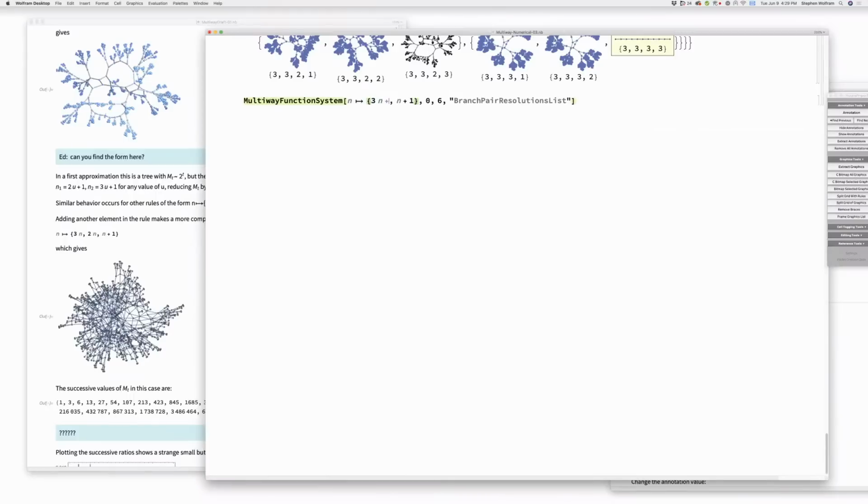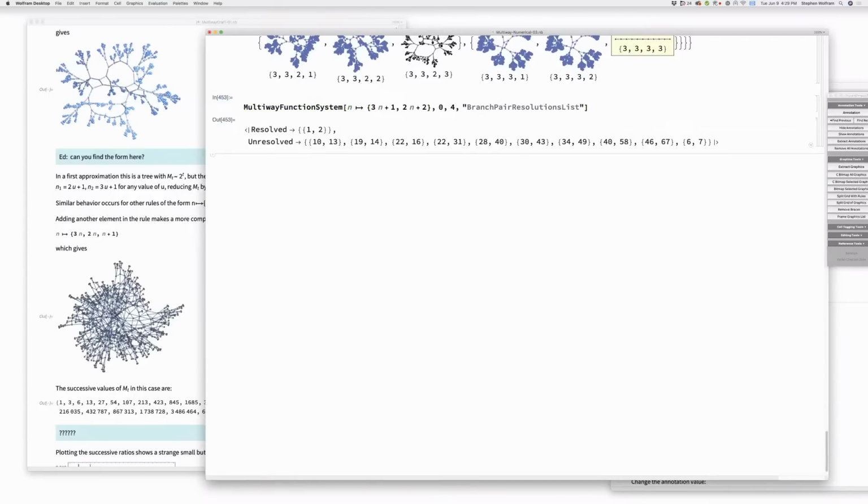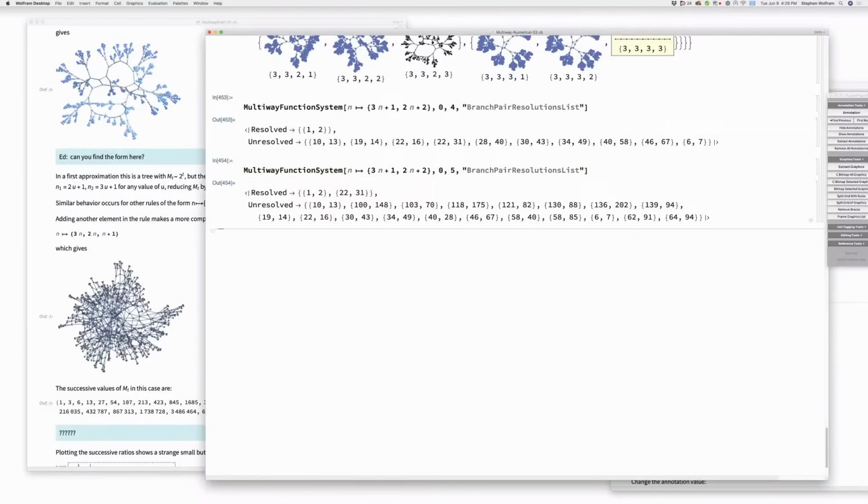So you can get branch pairs. Well, obviously, branch pair resolution list tells you up to a particular step which one's resolved. You can also ask things like branch pairs new to see which ones got produced at a particular step, because multi-way system always takes a step number. Okay, but so this is showing resolution rate.